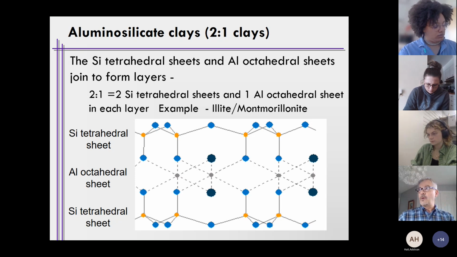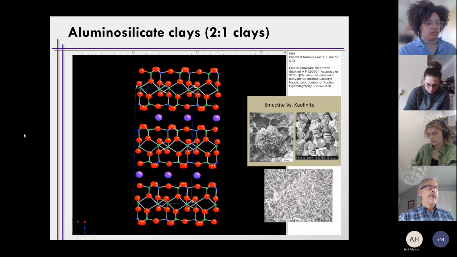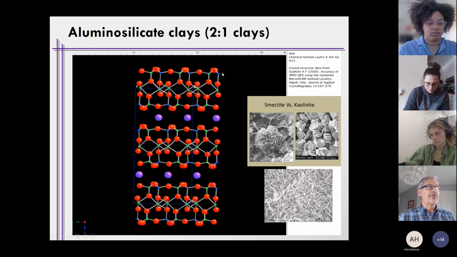Let me show you a picture that was similar to a picture you just saw for the 1-to-1. Here's a 2-to-1, right? So let's not worry about the pictures and the text on the right-hand side yet. Look at what you're seeing here. In these sheets that are stacked upon one another, at the very top and the bottom of each one of these individual sheets, we have a sheet of tetrahedrons, and sandwiched in between is the octahedral sheet. And then it repeats itself: tetrahedron, octahedron, tetrahedron. And these stack upon themselves.